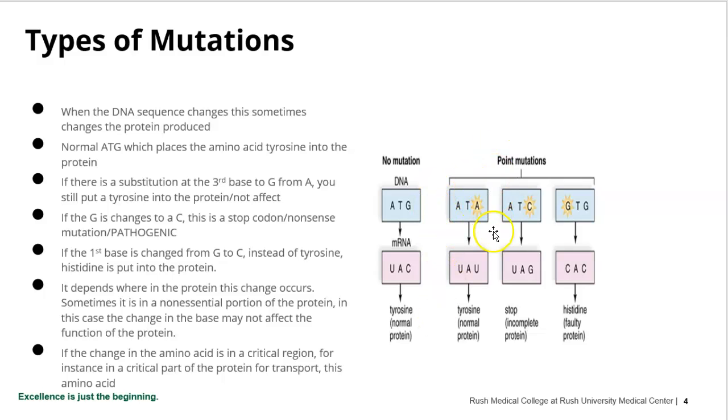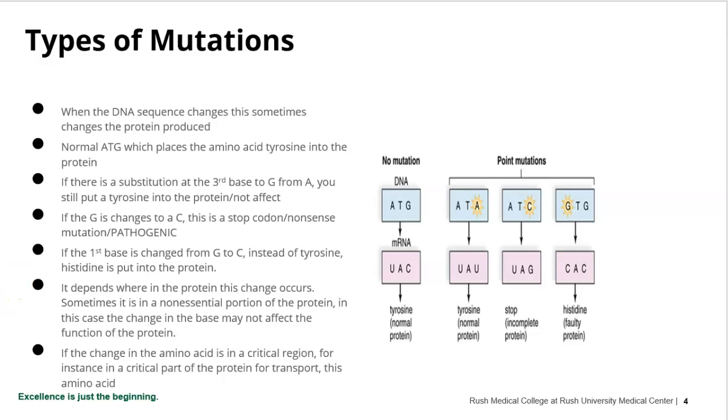The third base is known as the wobble base, and sometimes if you change from this to this, you still end up with the same amino acid. Sometimes, though, you end up with the worst possible thing. So it depends on where the protein is, like where this amino acid is in the protein can also determine if it's a problem.